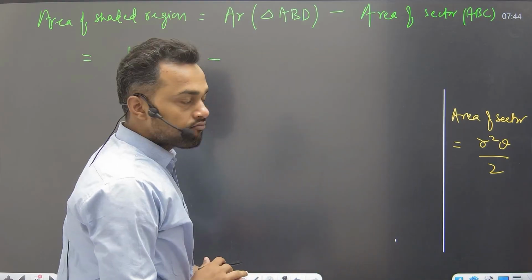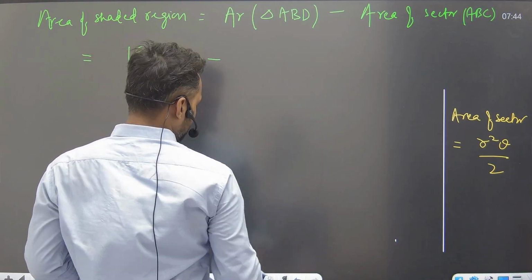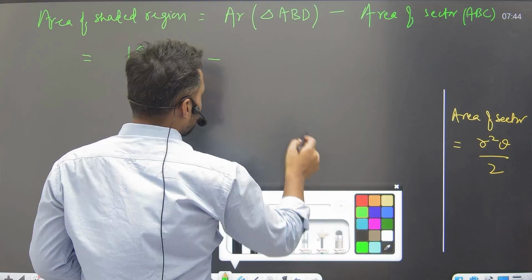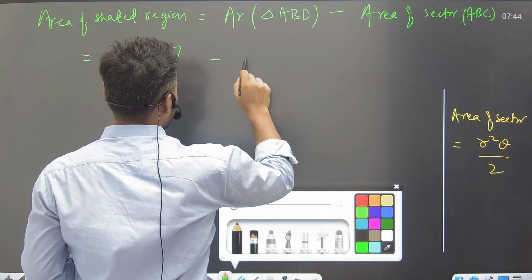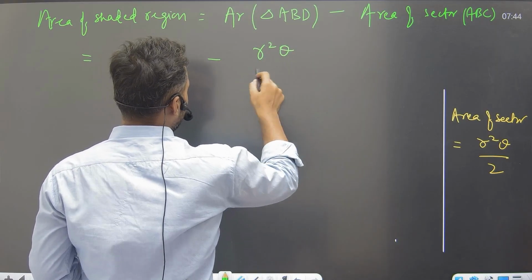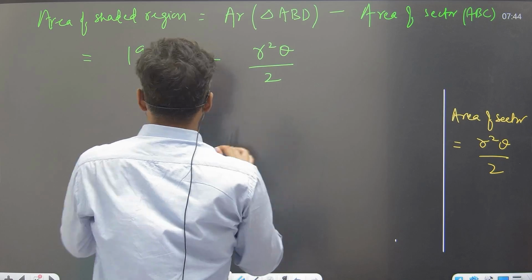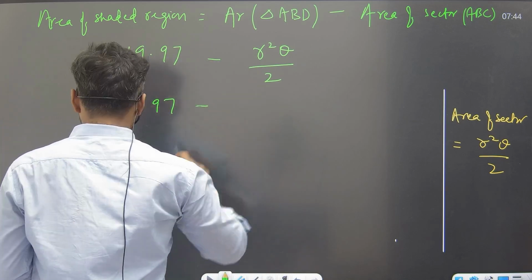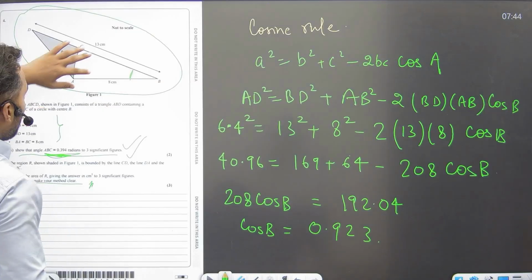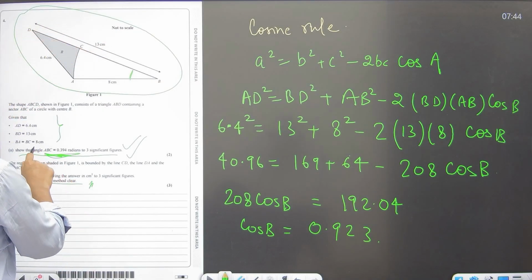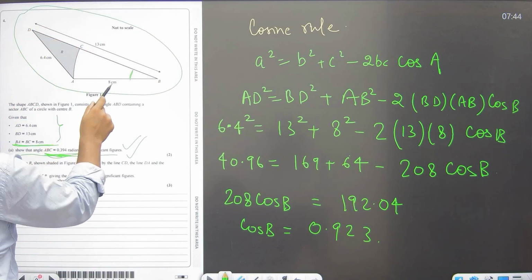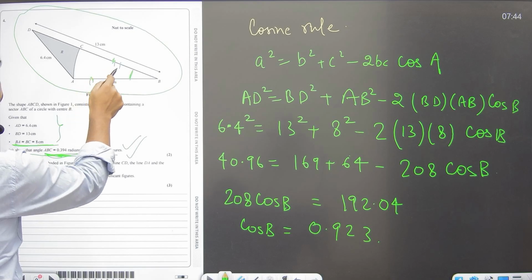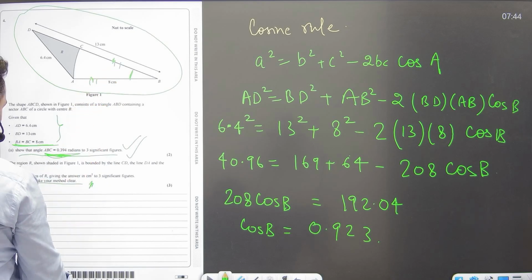Okay, so it will be equal to r square theta by 2. Just plug in the values, we'll get the solution. 19.97 negative of, what was r here, student? You can see that it is given in the question that BA is equal to BC, so this part is equal to this part, so it is 8.